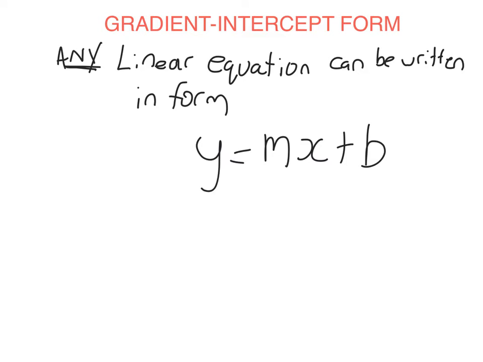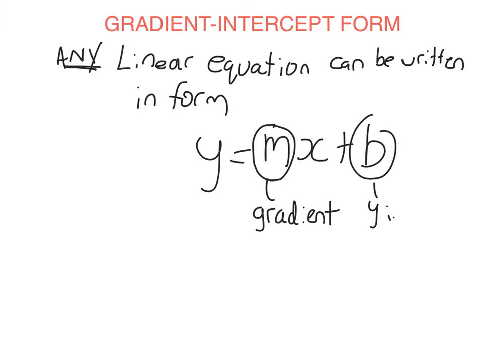Now, I didn't just pick m for any random reason. I picked m because when it is in the form y equals mx plus b, the number in front of x, m, is the gradient, which we've looked at for a couple of lessons. So m is the gradient and b is the y-intercept, okay? Now this only works when the equation is in the form y equals something. Y has to be the subject of the equation, all right?